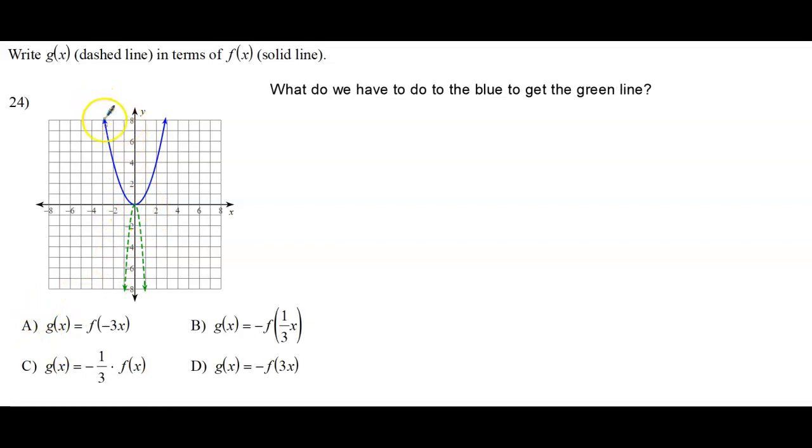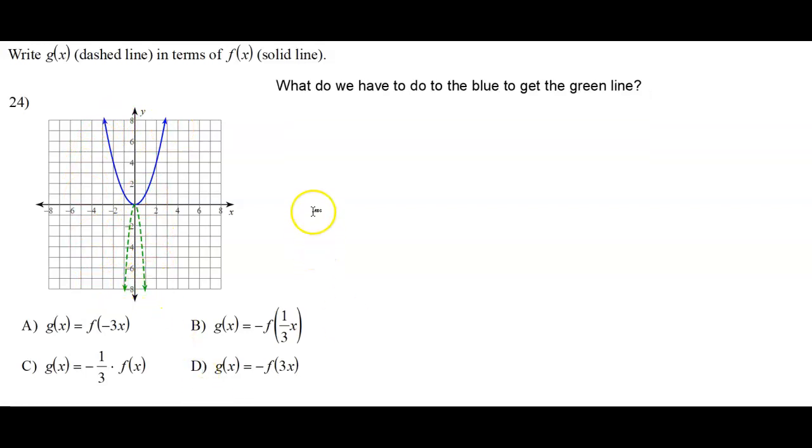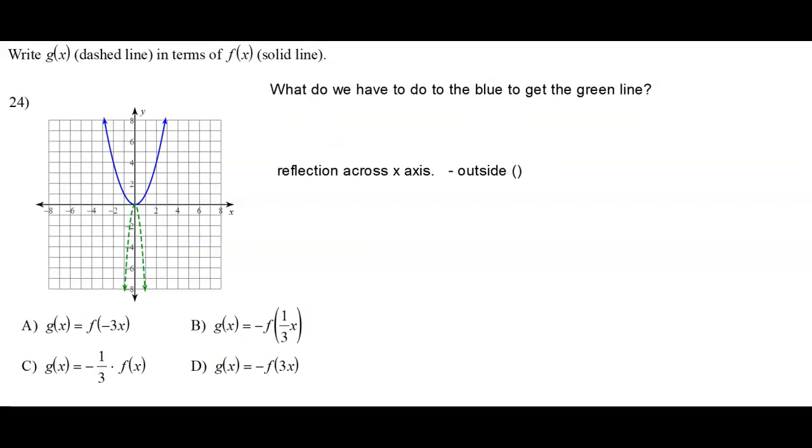So one thing I notice is that it's been flipped upside down. I would have to flip this blue line upside down in order for it to look like that. And when you flip it upside down, that's a reflection in the x-axis. And when you have a reflection in the x-axis, that means you have a negative outside the parentheses. Okay, so let's look at our options down here and see which one of these has a negative outside the parentheses. I see 3 options here, 1, 2, and 3. So I know that it can't be A, but we still have B, C, and D to look at.